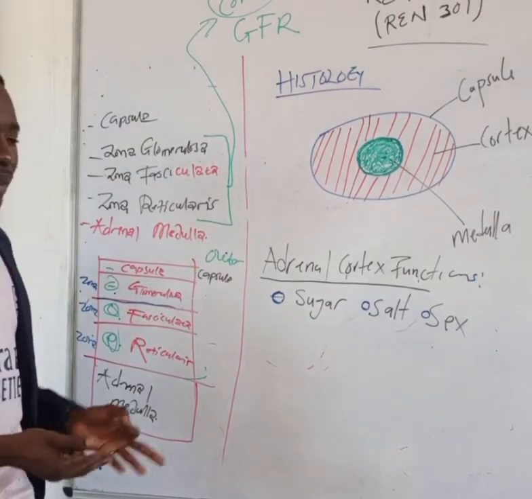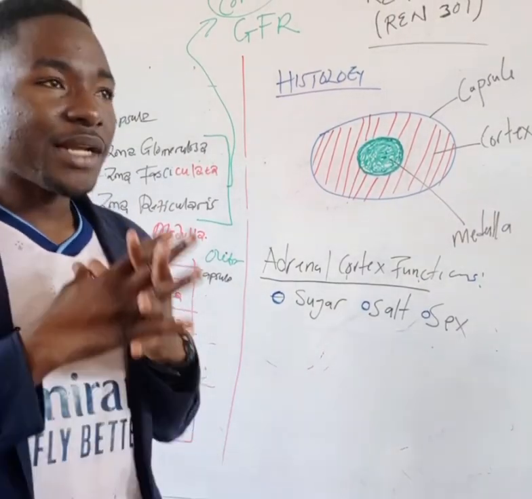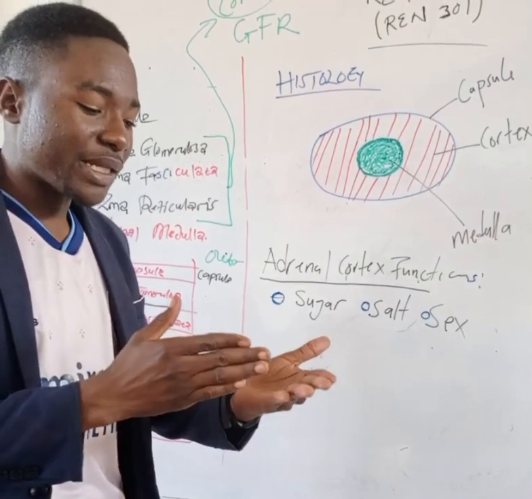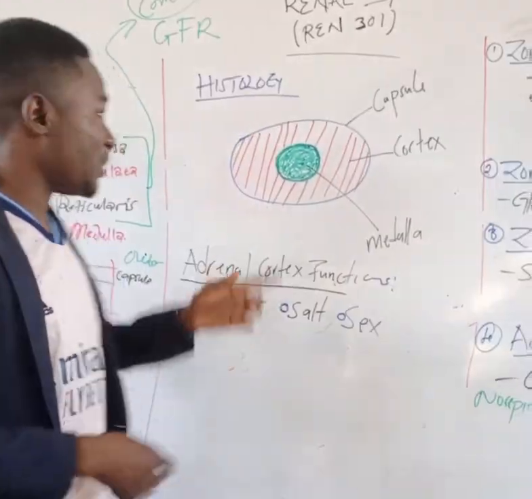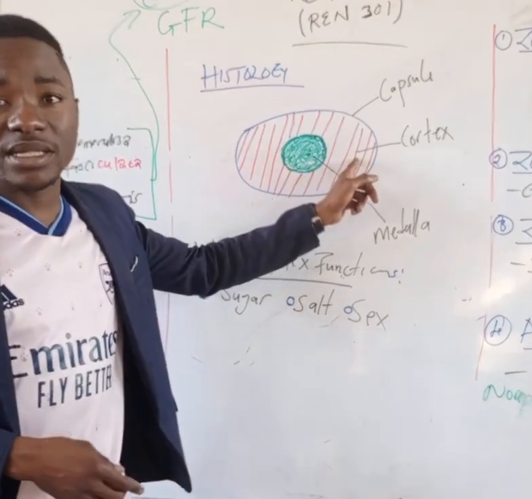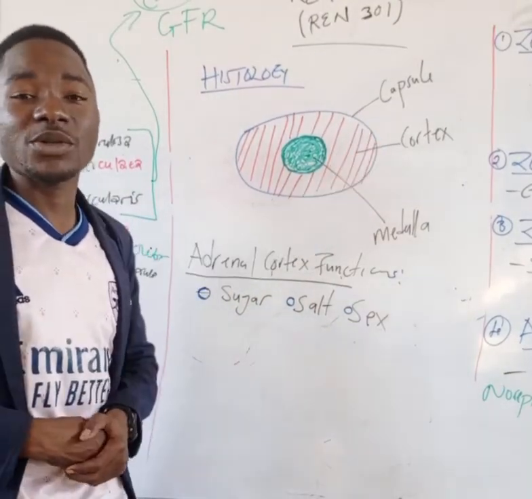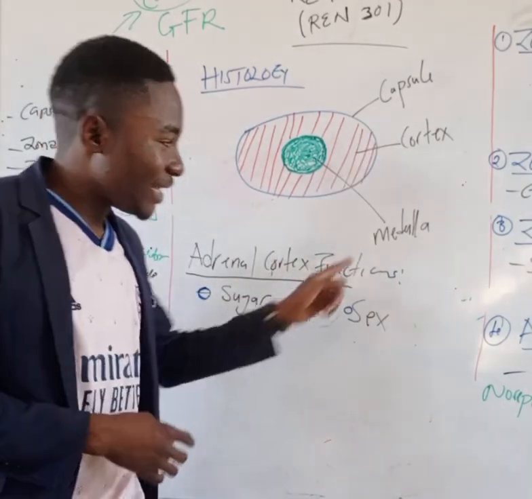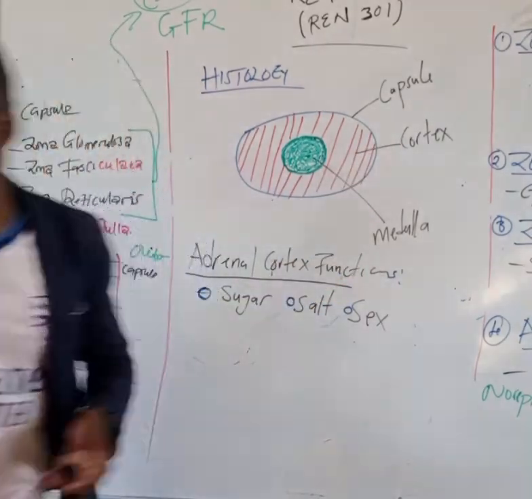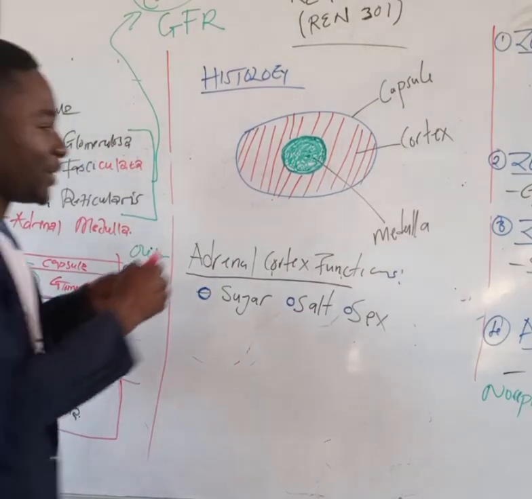Alright, so now we said the adrenal gland is divided histologically into two important structures. You can say three, starting from the capsule, then you have the cortex, which is the second one. But this cortex is very specific. We don't call it the cortex of the brain. It's called adrenal cortex. And then this one is adrenal medulla.